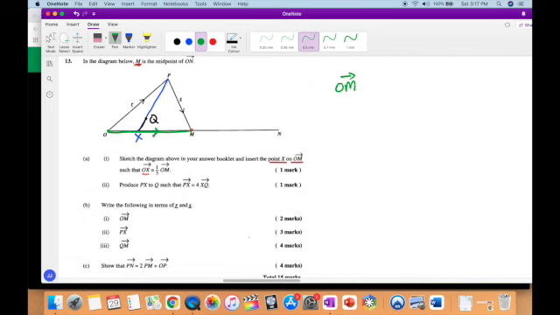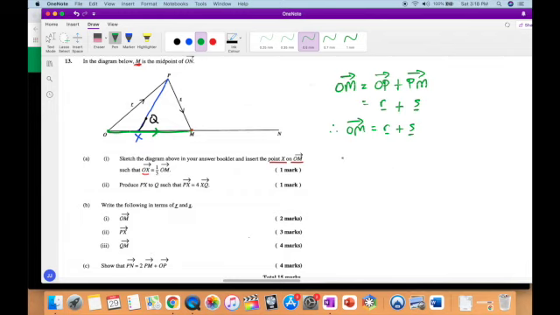So wouldn't OM be OP plus PM? So OM is OP plus PM, and the arrows are pointing in the right direction as well. So we could see here that OP is really R and PM is really S. So therefore, OM is equal to R plus S.